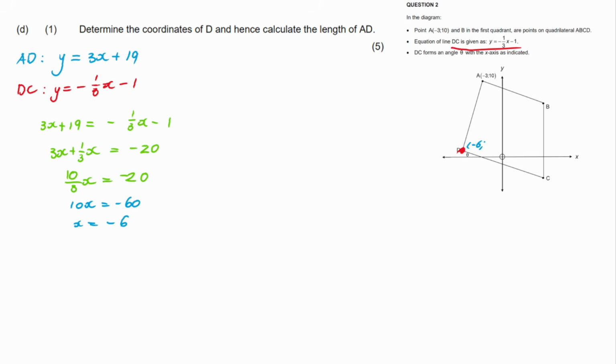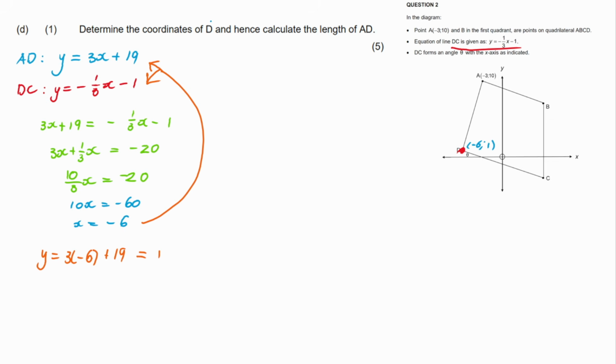But now we can take this x value and plug it into either one of these. We can put it in there or there, and we'll find our y value. So let's do that. We get y is equal to 3 times negative 6 plus 19. So that's negative 18 plus 19, which is just 1. So we know the coordinates of D are negative 6 and 1. Those are the coordinates of D that we have now.